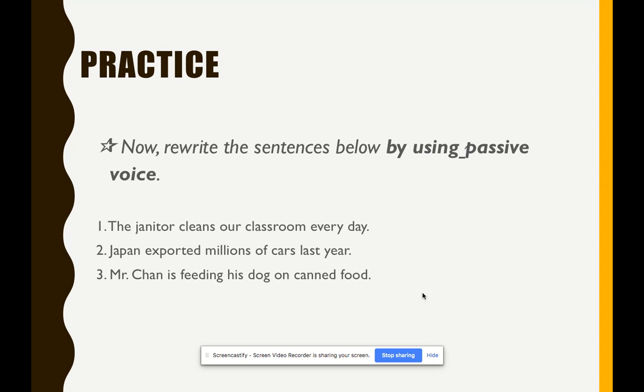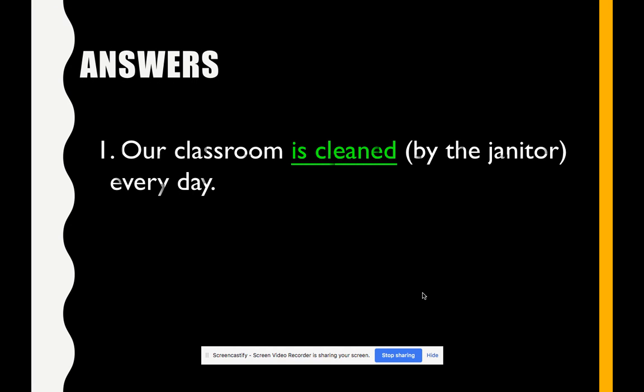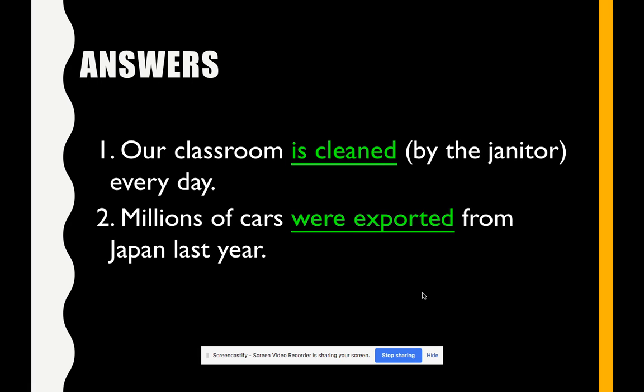All right, it's time to check the answers. First one: our classroom is cleaned every day. You can say by the janitor, but that's not the most important thing. The most important thing is the action. The action receiver, a classroom, is the subject, and it is cleaned every day. You have a verb to be, and you have the PP, cleaned.